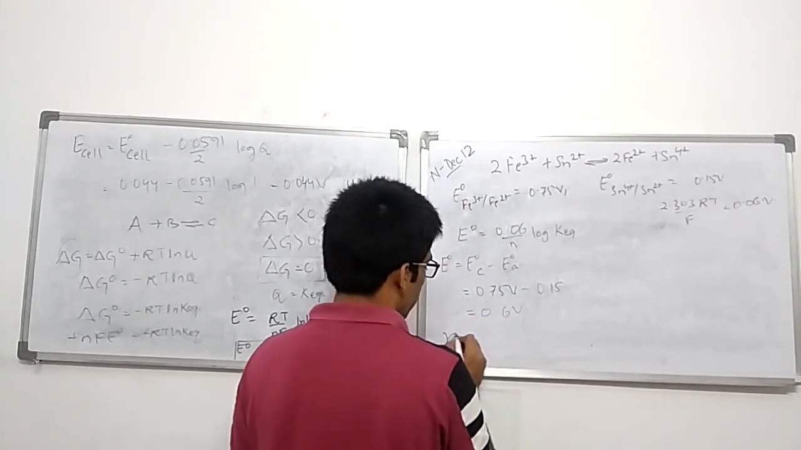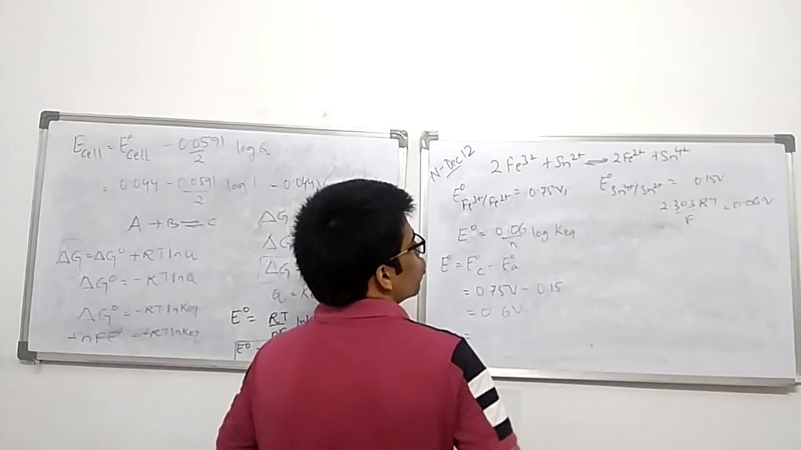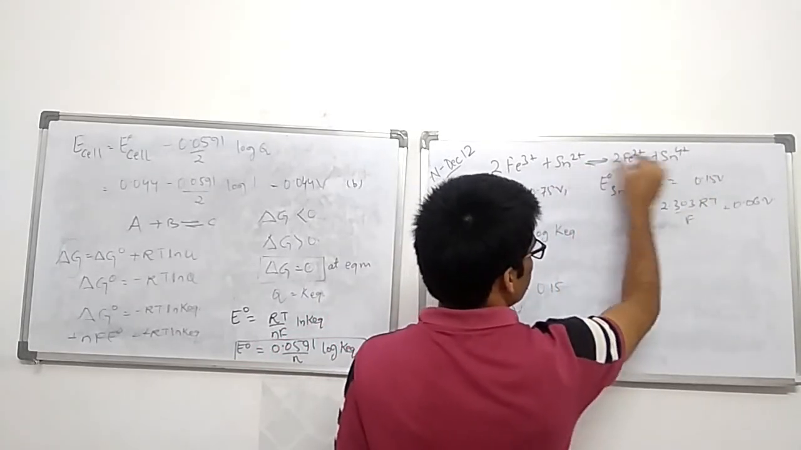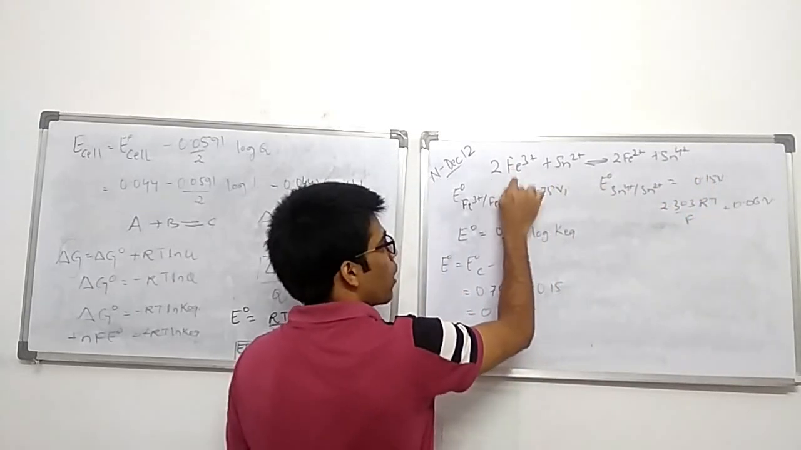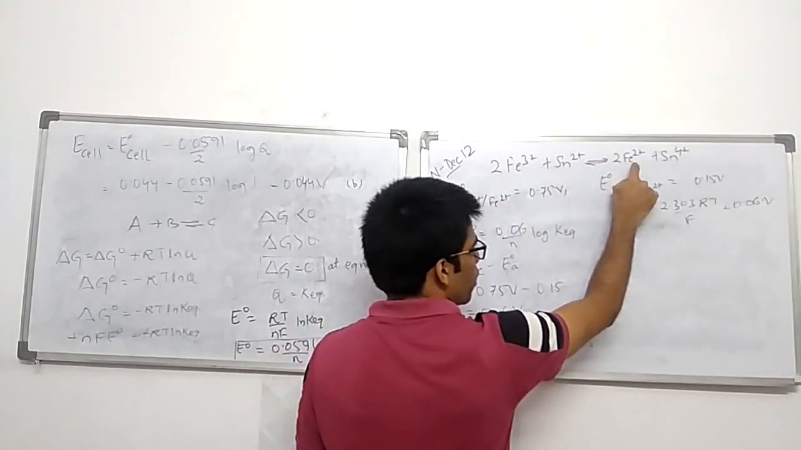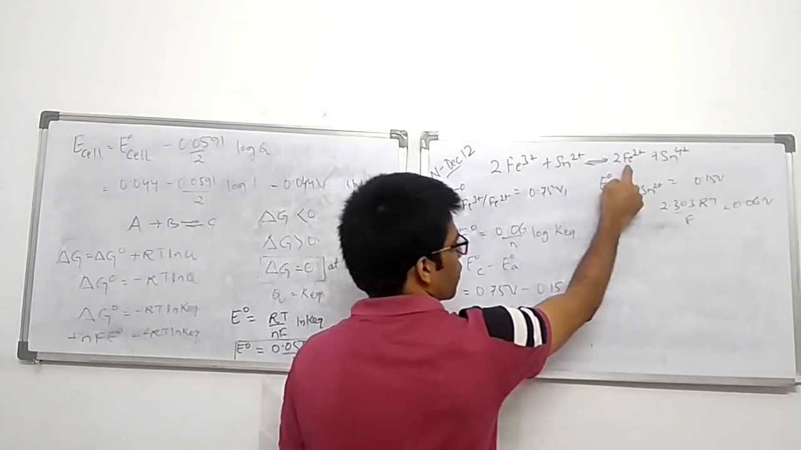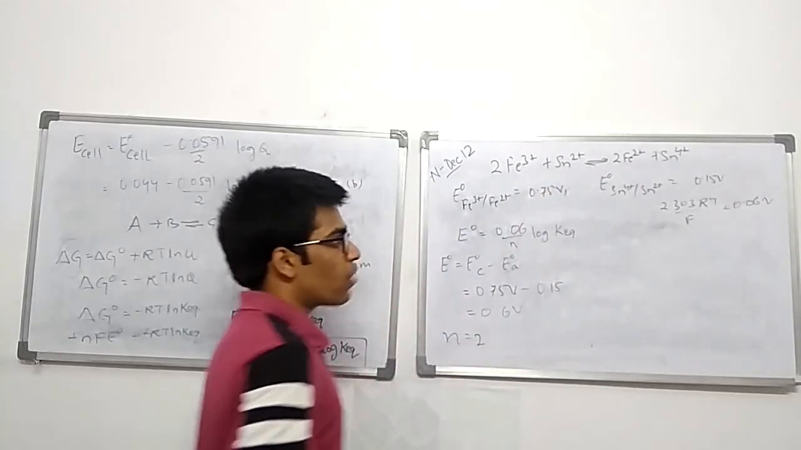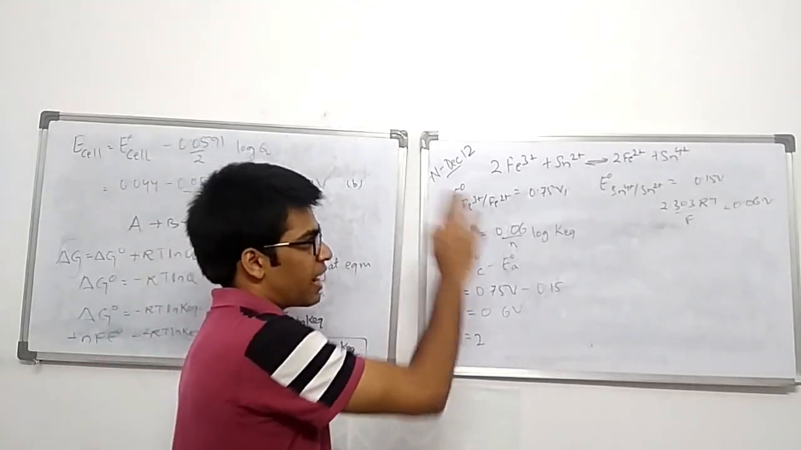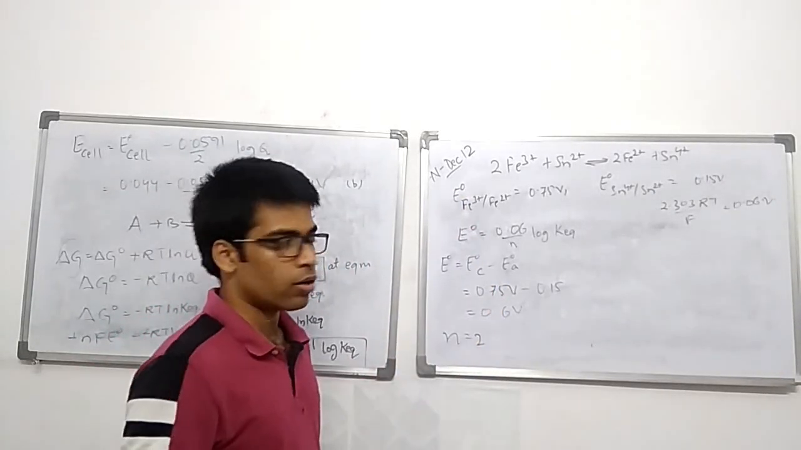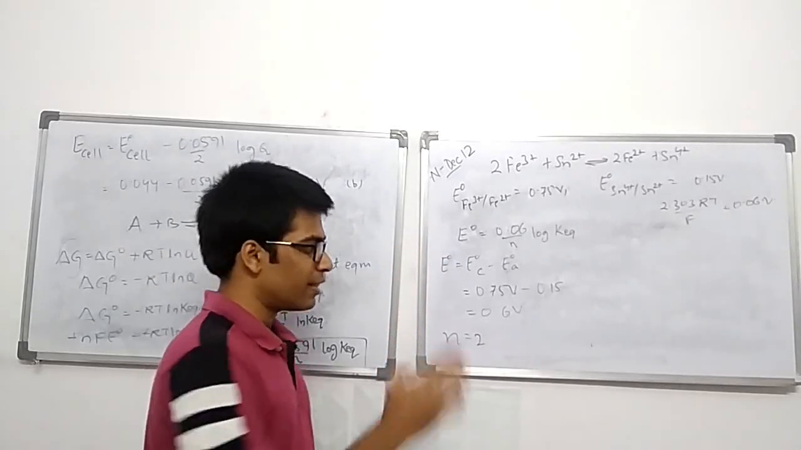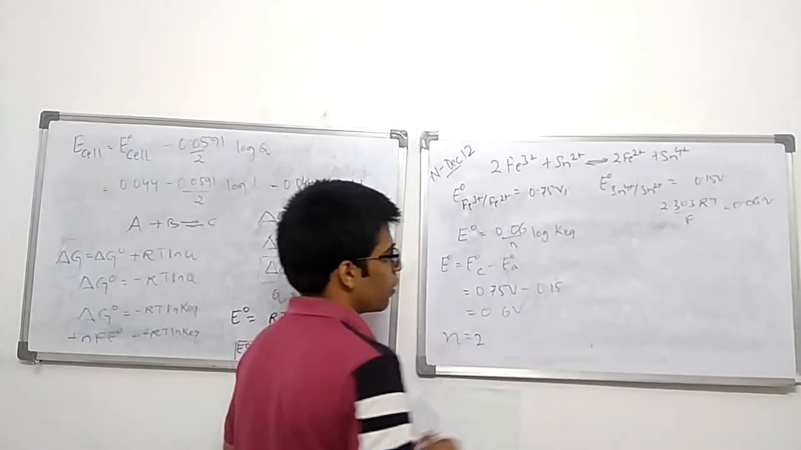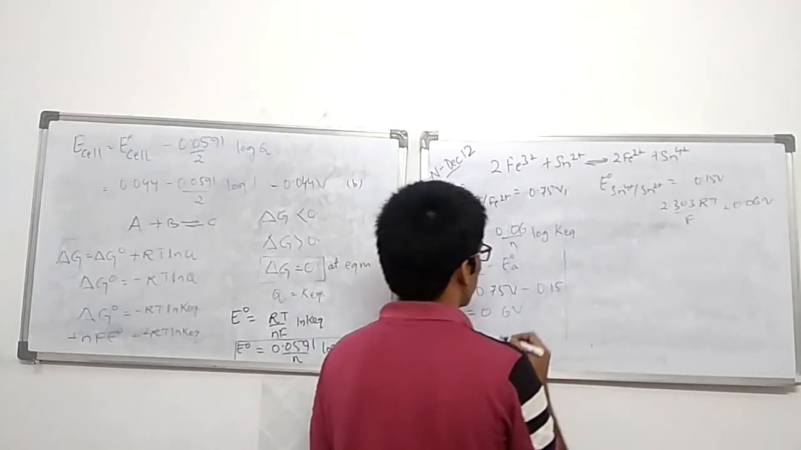Now I need to find the number of electrons. If you look at tin, 2+ to 4+, that means 2 electrons are released. One Fe3+ takes up 1 electron, another Fe3+ takes up another electron. So my n is 2. If you have any difficulty relating directly, you can write the two electrode reactions and then see for yourself. So I have got n, I have got E. Now I can simply put in this formula.